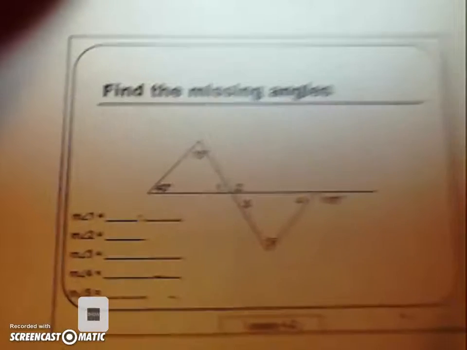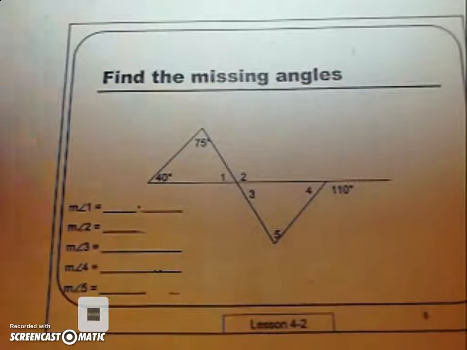So I would like for you all on these last examples to work them on your own and then come back and check your answers.